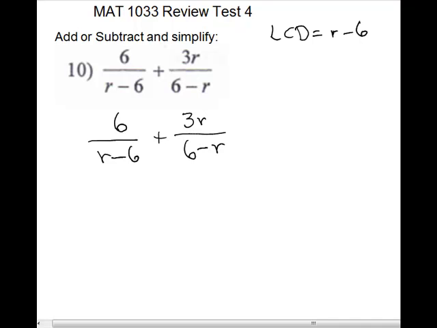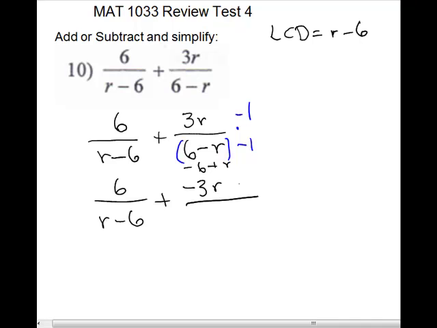I will multiply by a negative 1. So now I'm multiplying by it rather than factoring out. So I have to do numerator and denominator. So first fraction stays the same. This one will give me, I can put plus here if I want, but it's a minus 3r over, and this is a negative 6 plus r, or r minus 6. Now I can combine.